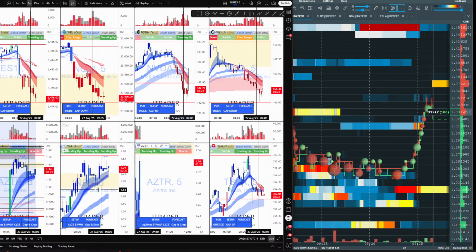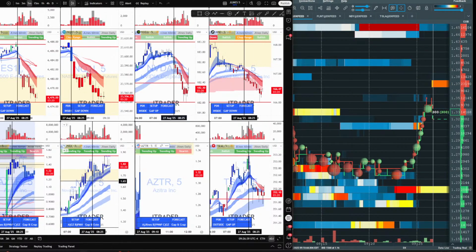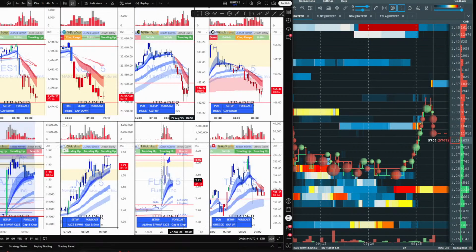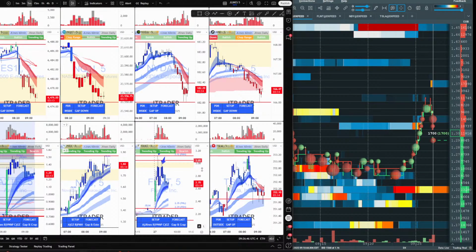Is DTR bouncing from the JLines? NBY still following the JLines. Let's put FLNT, add the JLines in this case.